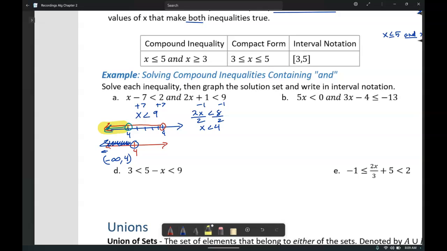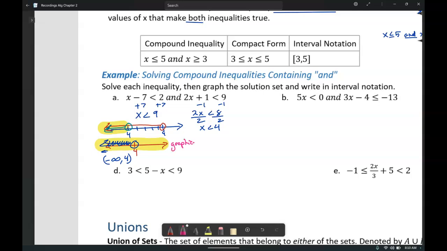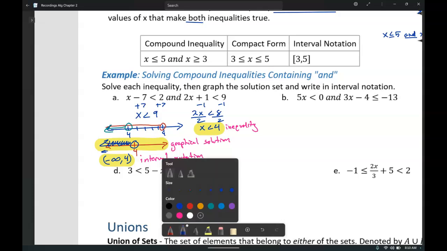So our solution as a graph, graphical solution, our interval notation, and inequality. So our compound inequality's solution set is just the solution of x is less than 4. And we have the interval notation here as well. So we can see where our solutions are. So let's go ahead and solve a few more. We'll take a look at those.